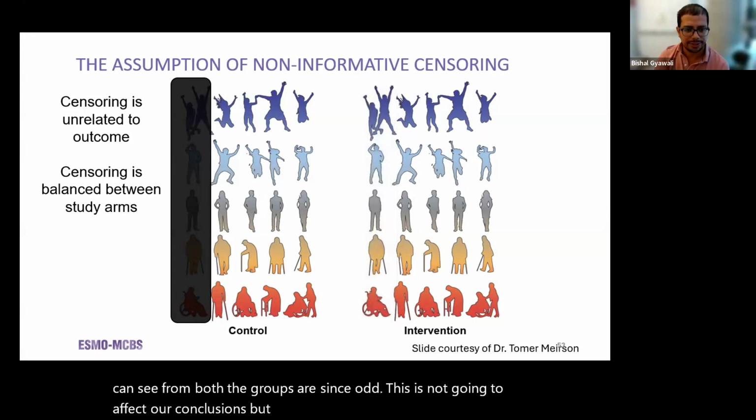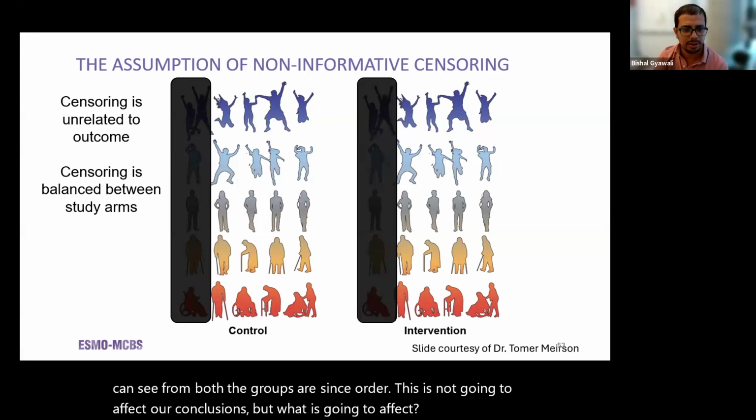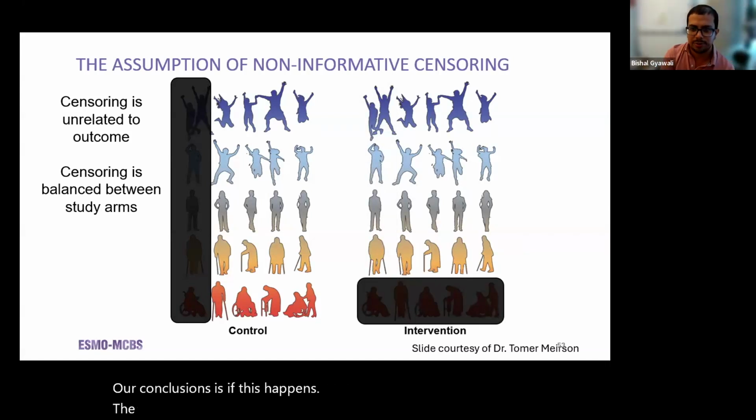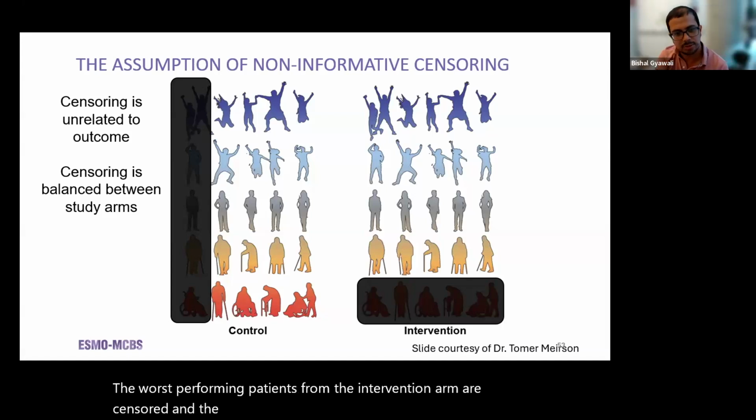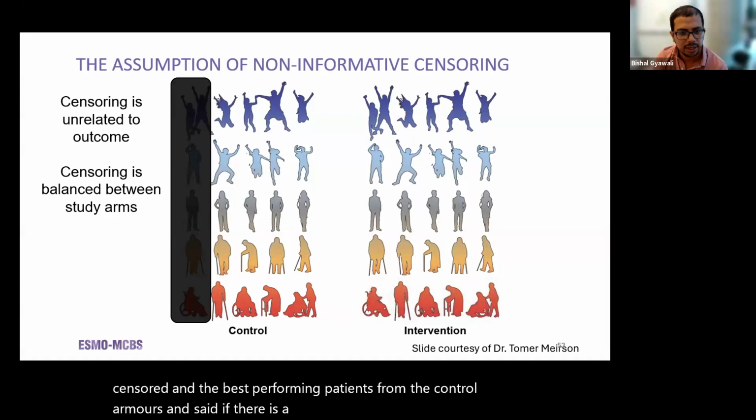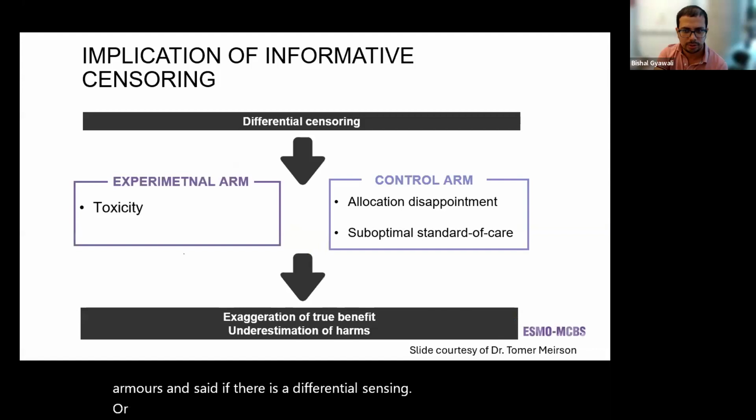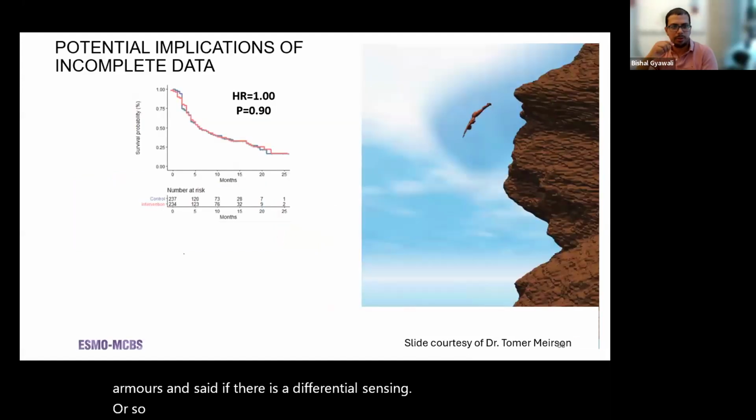But what is going to affect our conclusions is if this happens: the worst performing patients from the intervention arm are censored and the best performing patients from the control arm are censored. If there is differential censoring, I'll give you this example.